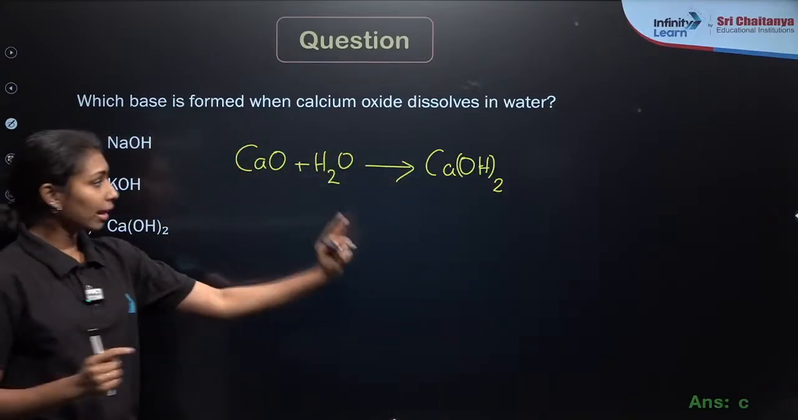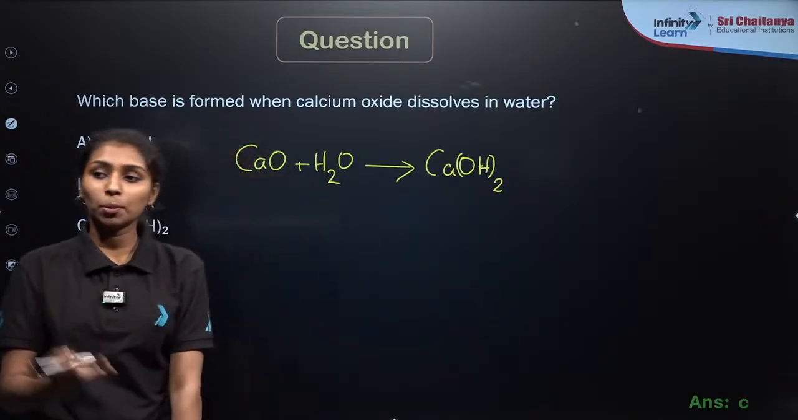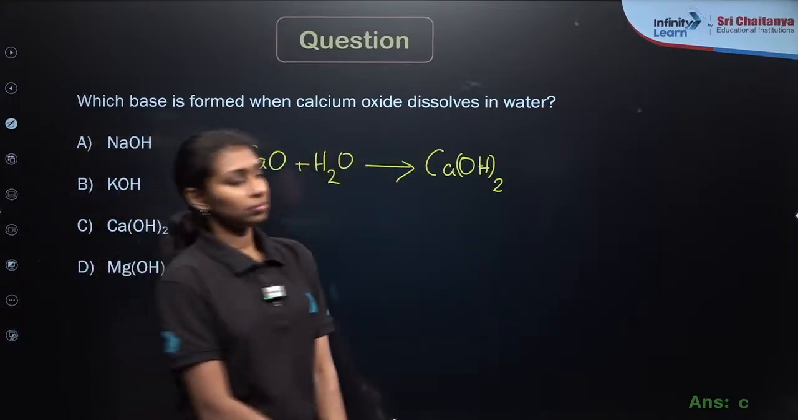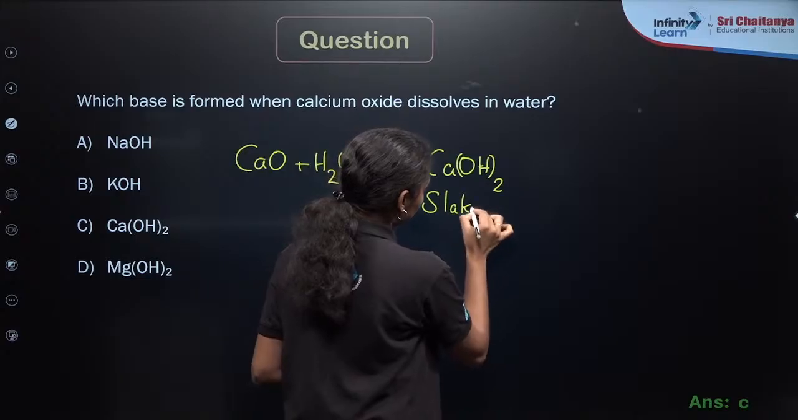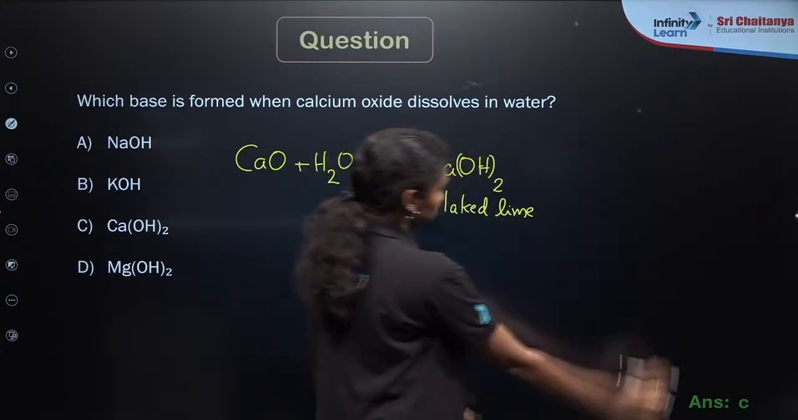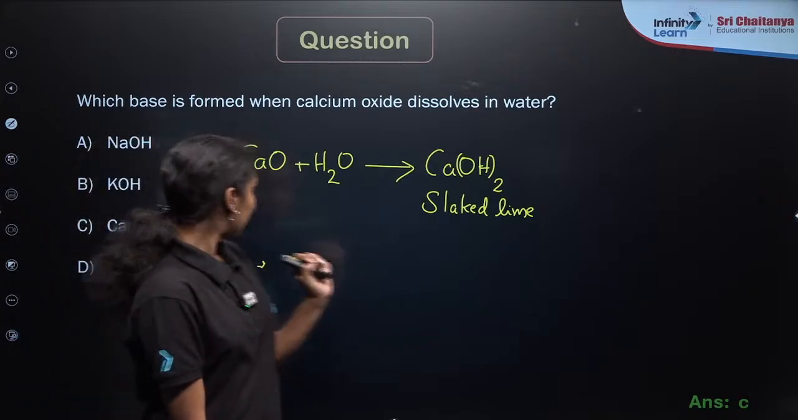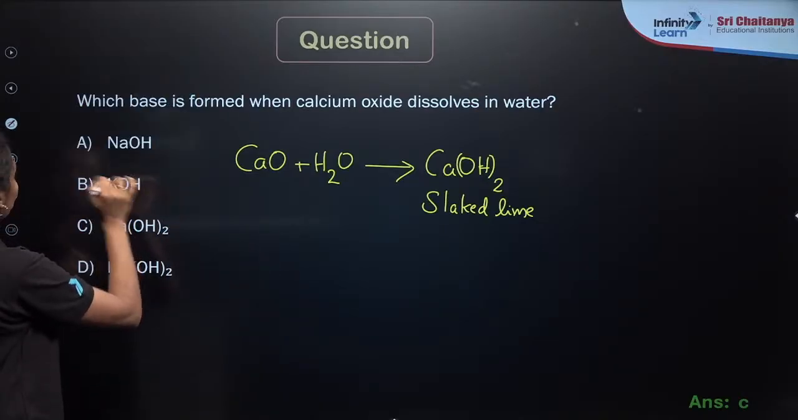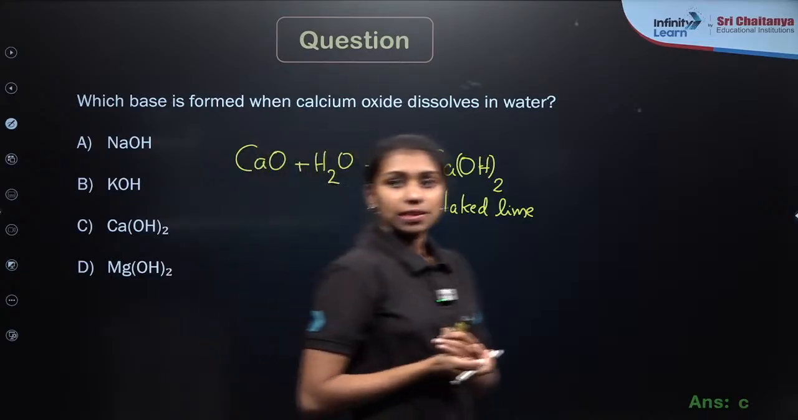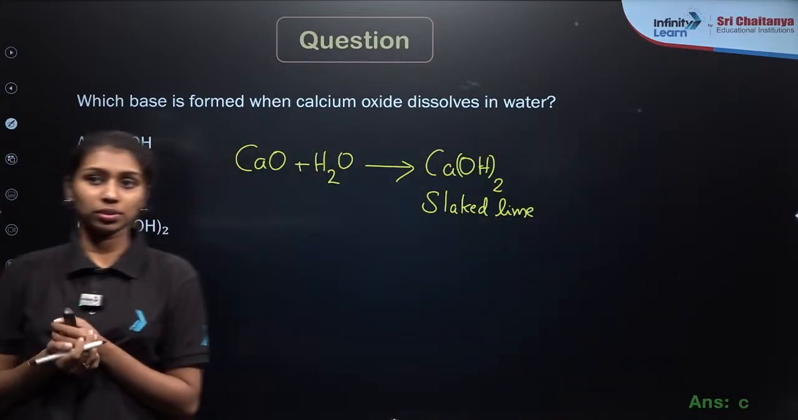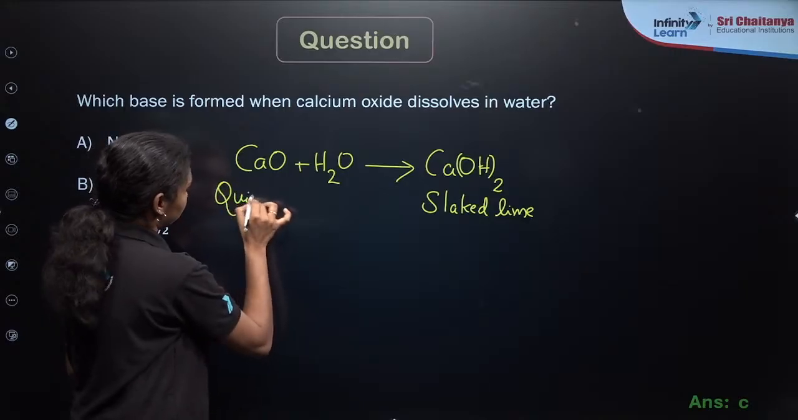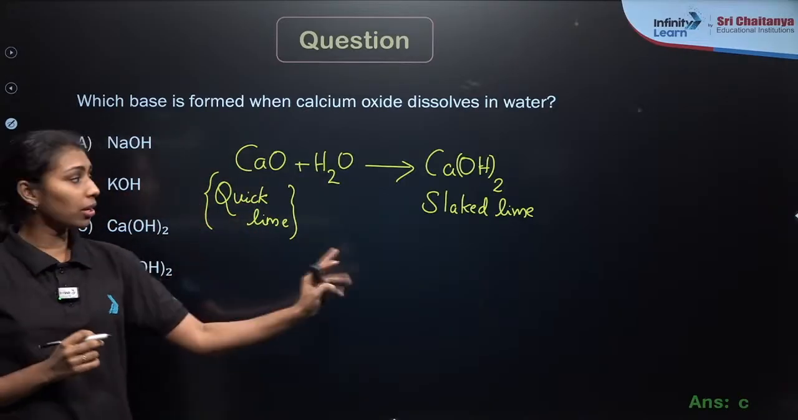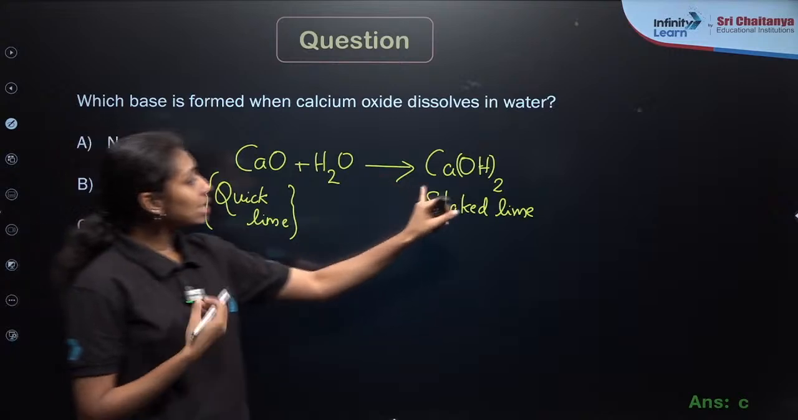If you are asked for the common name of calcium hydroxide, what will it be? Are you familiar with the term slaked lime? Slaked lime is known as calcium hydroxide. What about calcium oxide? Quicklime, right? So don't get confused with the common names of these oxides. If it is calcium oxide, it is quicklime. If it is calcium hydroxide, it is slaked lime.